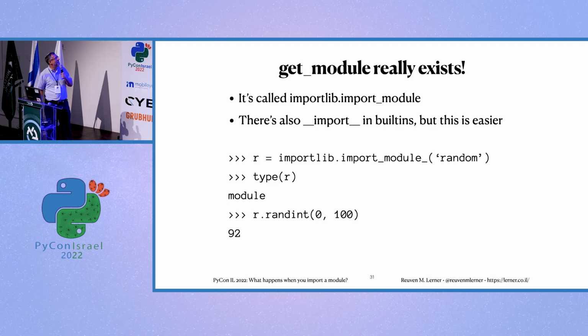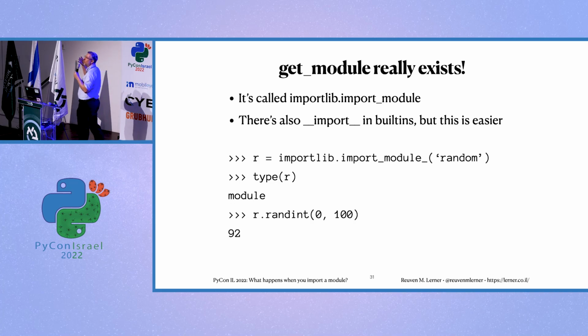Here's the cool thing, get module really exists. It's called importlib.import_module. Now there is also a built-in called dunder import, and that's basically the functional equivalent of the import statement. So if you really want, you could use dunder import in your programs instead of the import statement. Once again, please don't do this. But if you really do, for whatever reason, need to import things via a function interface, import_module is designed to be nicer, easier, and better.